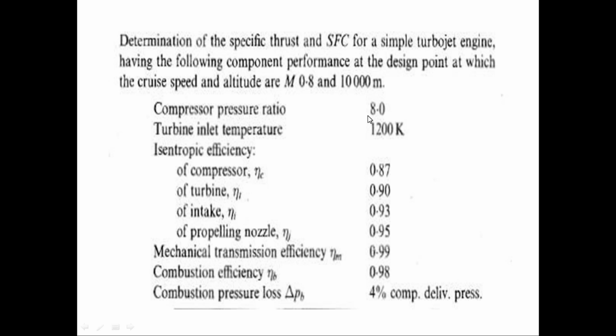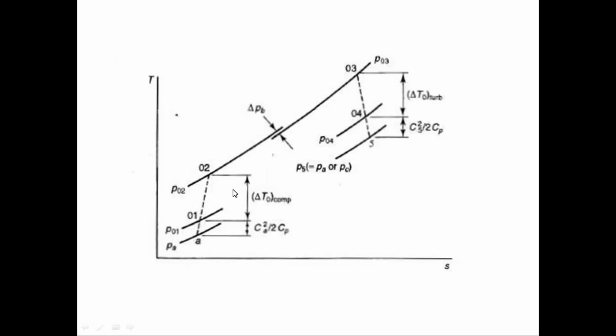Compressor pressure ratio is 8. Turbine inlet temperature is 1200 Kelvin. The isentropic efficiencies of the compressor and turbine are 0.87 and 0.90, of the intake is 0.93, and of the propelling nozzle is 0.95. Mechanical transmission efficiency is 0.99, combustion efficiency is 0.98, and the combustion pressure loss is 4% of the compressor delivery pressure. Okay. So this is the TS diagram shown here.